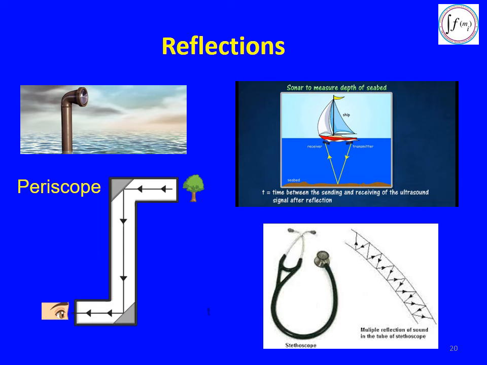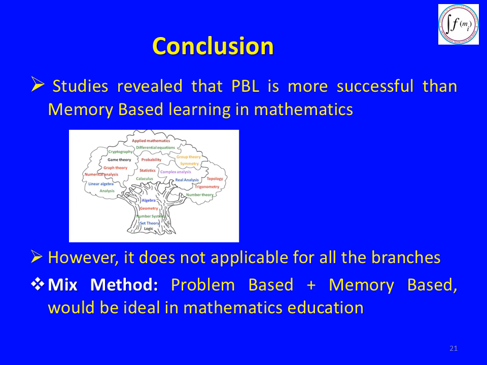Reflection. You know, another important thing is transformation, highly applied in statistics as well. Transformations. One type of transformation is reflection. Have you ever thought about this stethoscope? Inside this rubber tube, a large number of reflections are happening. So that is mathematics. And the periscope. So all these things are applications in real life.